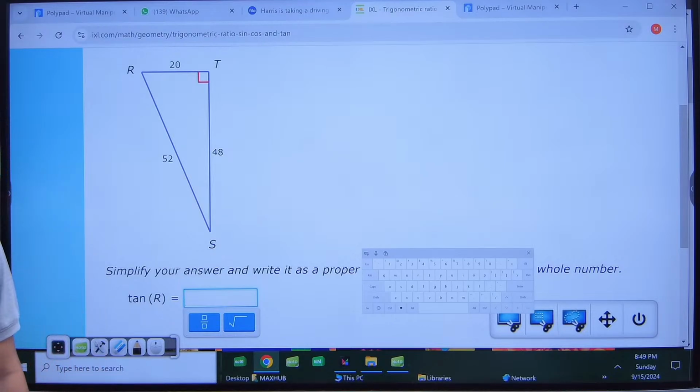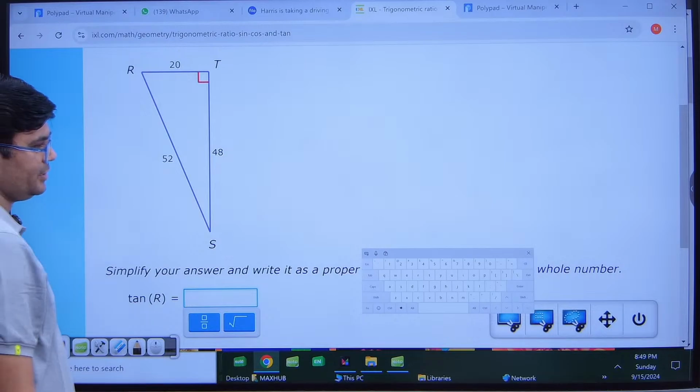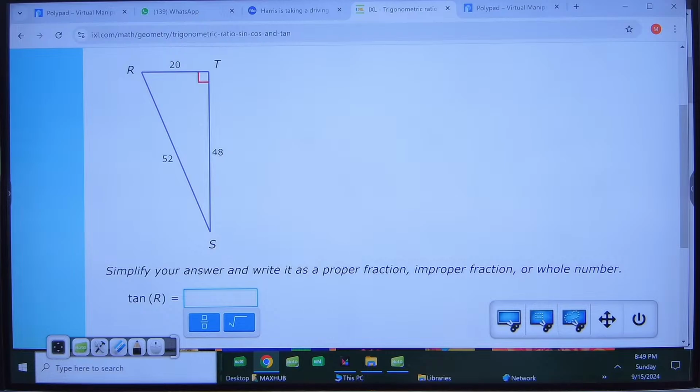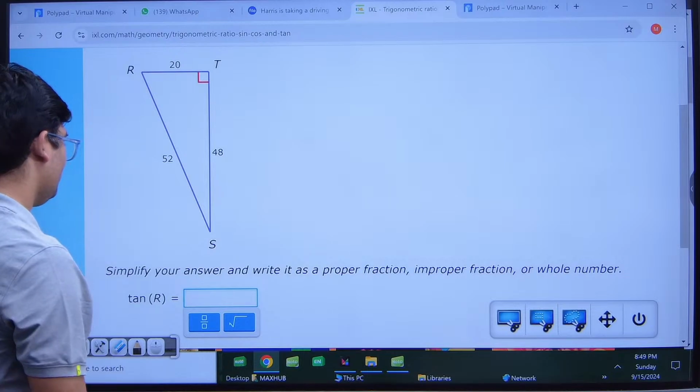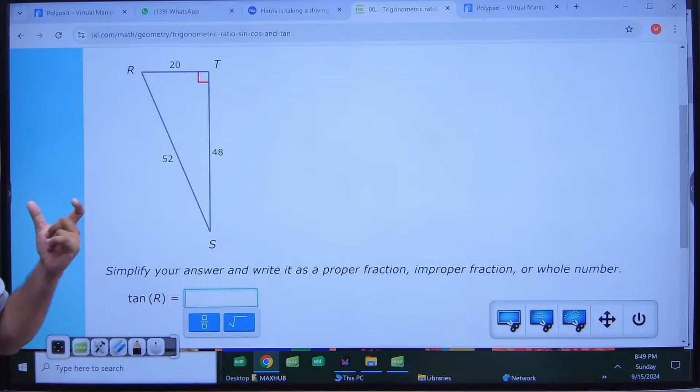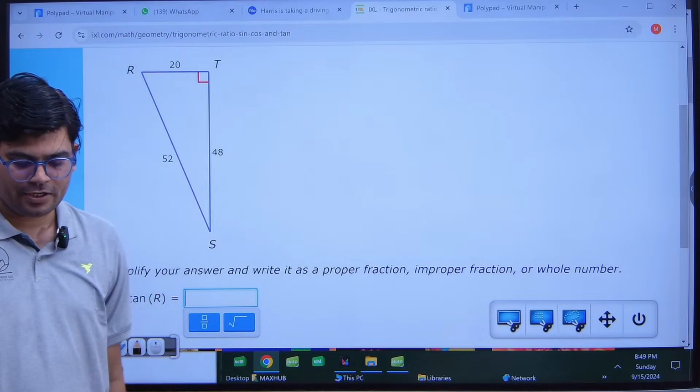Okay, so we have to find tan of R. Yes. So tan is perpendicular by base. So it'll be 48 over 20. Very good. But you have to simplify your answer. See, they have given simplify. So how will you simplify 48 over 20?